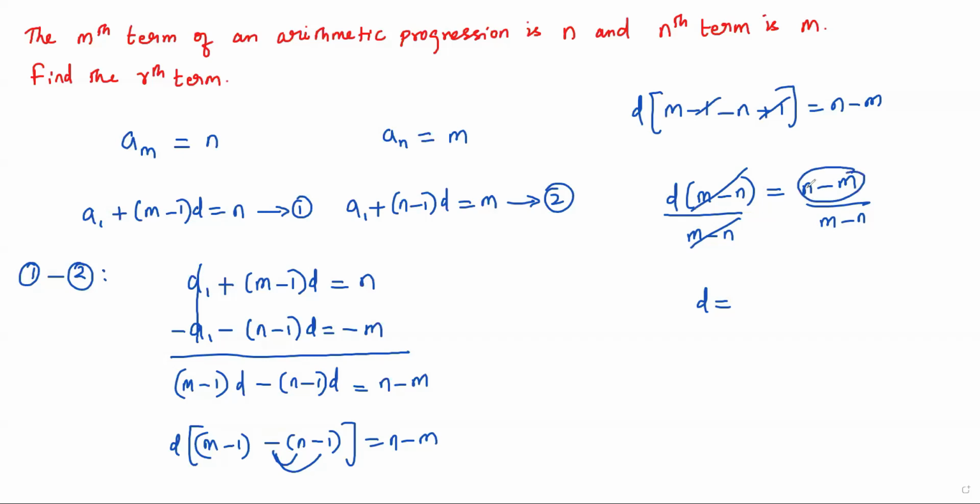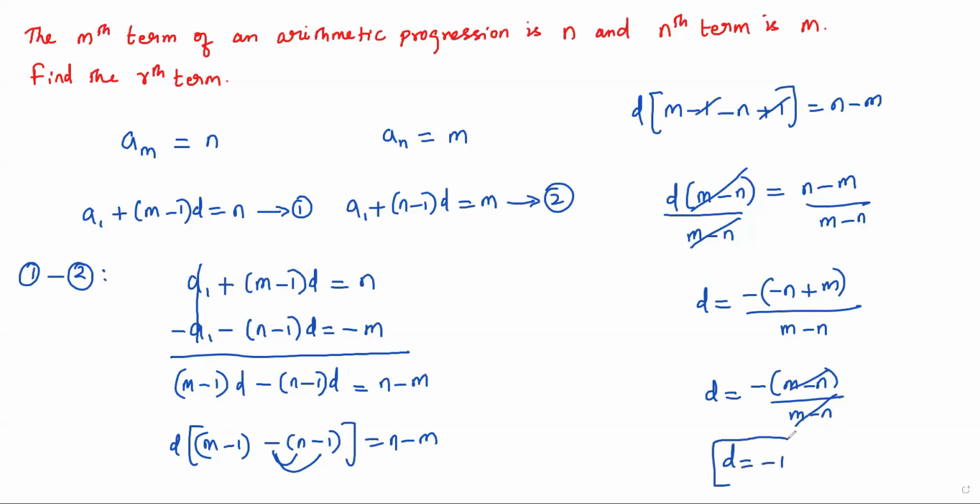If I want to get m minus n in the numerator, this negative m has to become positive m, and this positive n has to become negative n. So to make this negative m positive m, and this positive n a negative n, I have to factor the negative sign out. If I factor the negative sign out, this n will become negative n, and this negative m will become positive m over m minus n. So d equals negative of m minus n over m minus n. So this m minus n will cancel out. I get d equals negative 1.